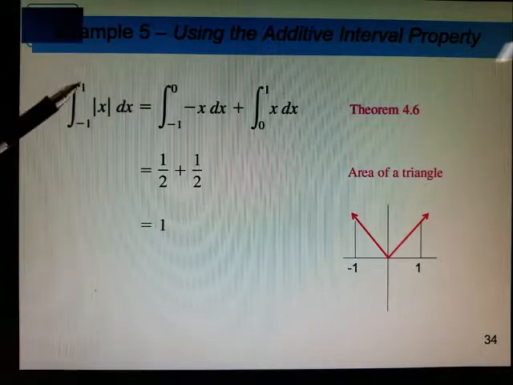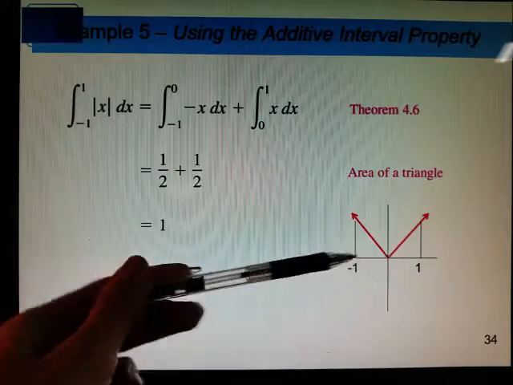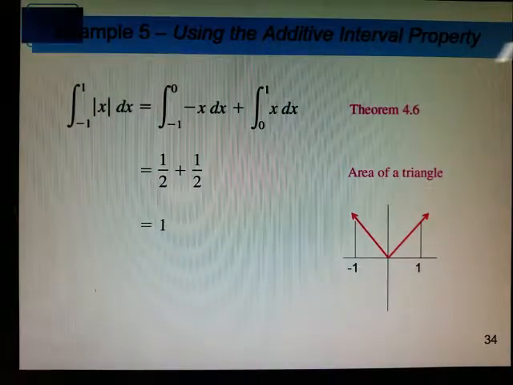So please, anytime you have absolute value, go ahead and look at the graph of it. Where's the V breaking? And again, take the area of the triangles. And these two do not always have to be equal. So be careful of that.